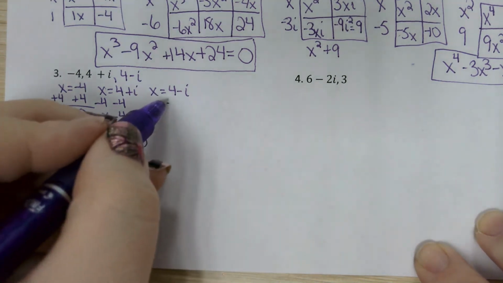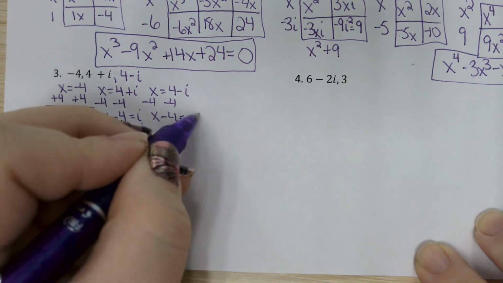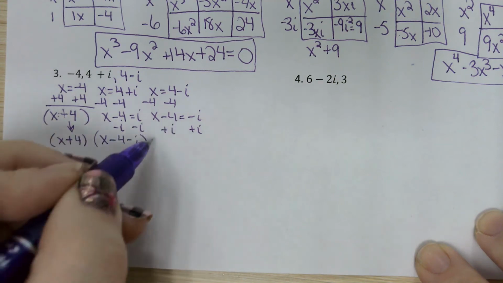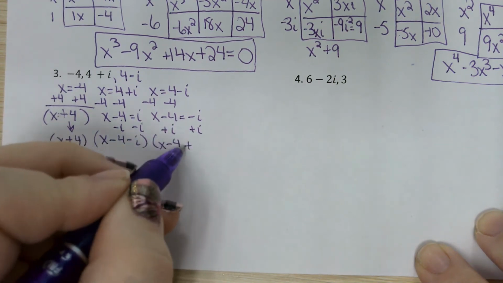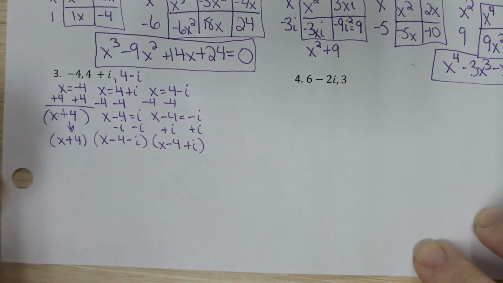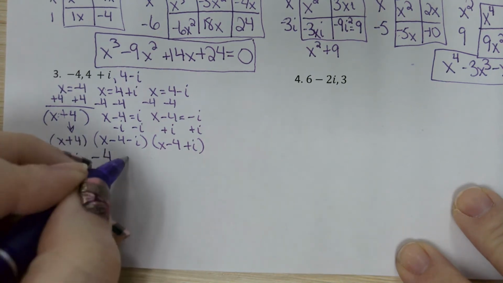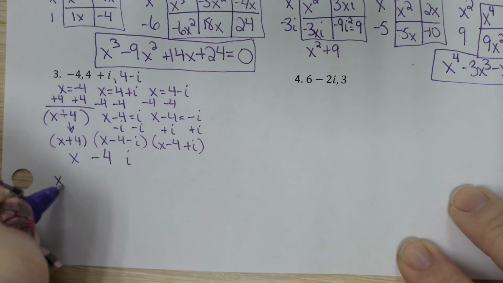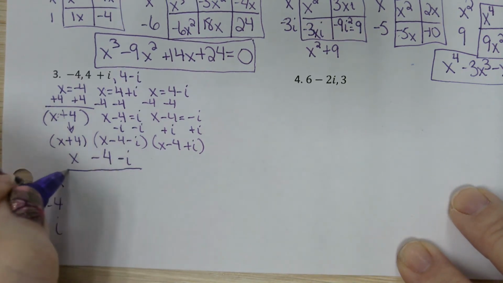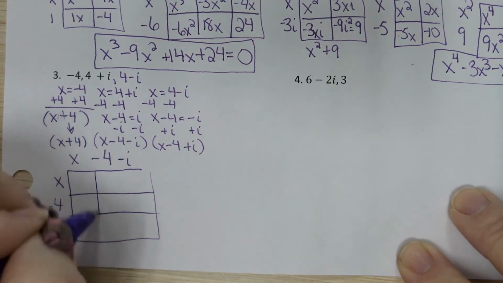And we'll subtract 4 again from both sides. And this time we'll have to add i to both sides. So x minus 4 plus i is my last factor. Again, multiply your i's together first. So I know that that means a trinomial times a trinomial, but we want to get rid of those i's as fast as possible. So we have x minus 4 plus i and x minus 4 minus i.